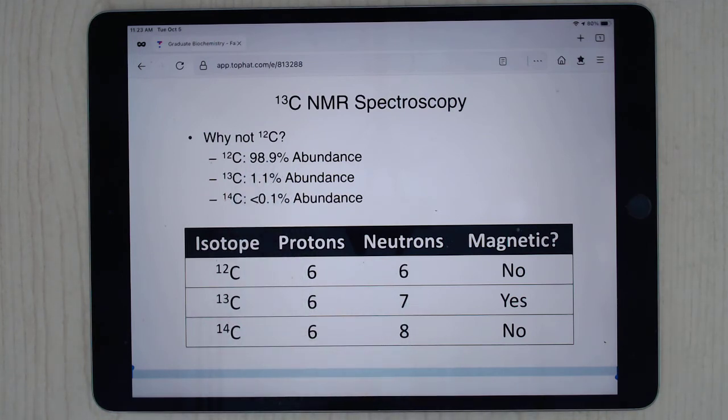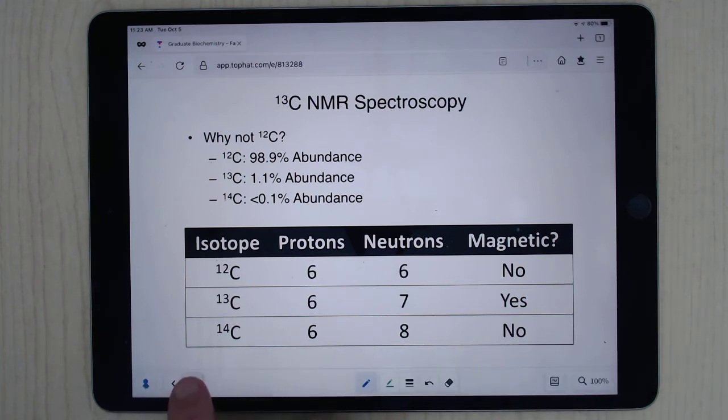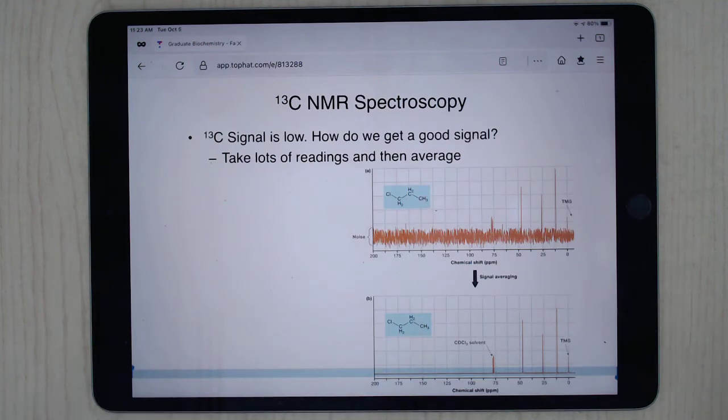So unless you actively put in carbon 13, make your molecule out of carbon 13, which you can do, only about 1% of the carbon in your sample is going to have a signal within your spectra. Okay, so what that means is that 99% of your sample is something the NMR isn't going to be able to see.